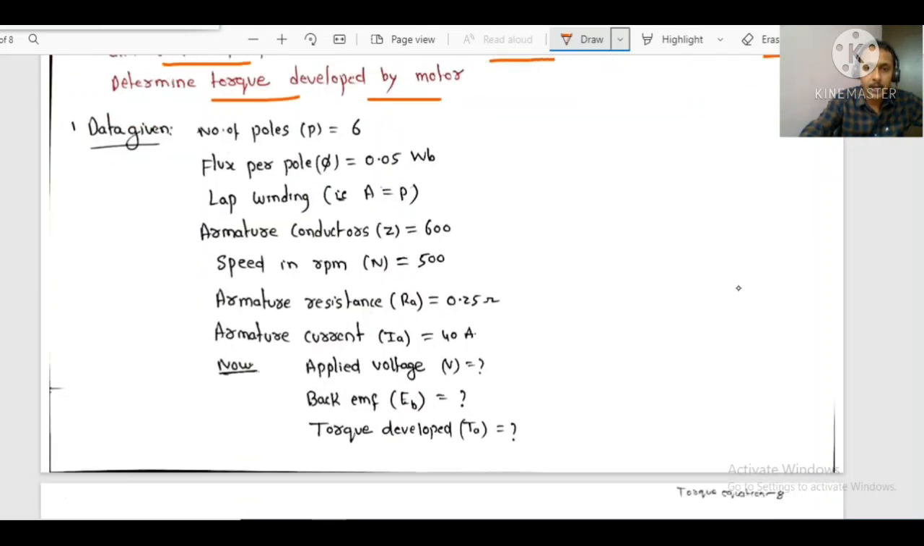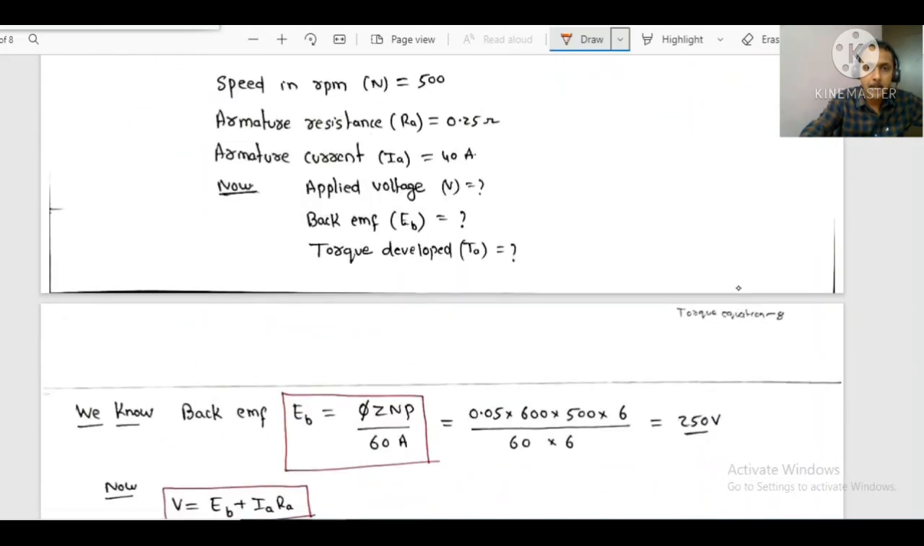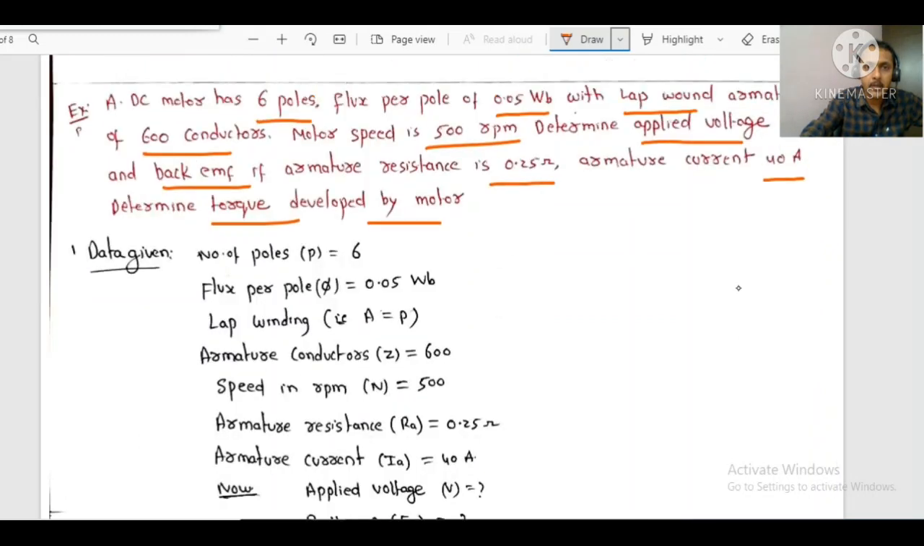Observe here, from the data given, the number of poles are how many? Again, the important point is that from the data given, we should be in a position to write the proper variable names. Number of poles P equals 6, flux per pole 0.05 Weber, and lap winding is specified, so the number of parallel paths A equals P, which is 6. Armature conductors are denoted with the letter capital Z; throughout this unit we follow Z.